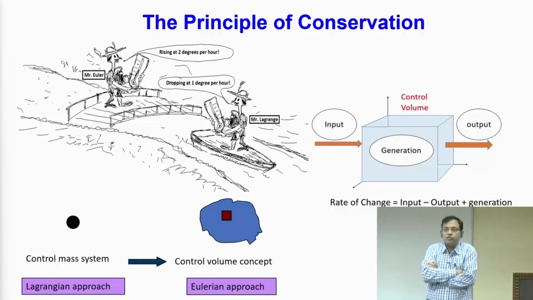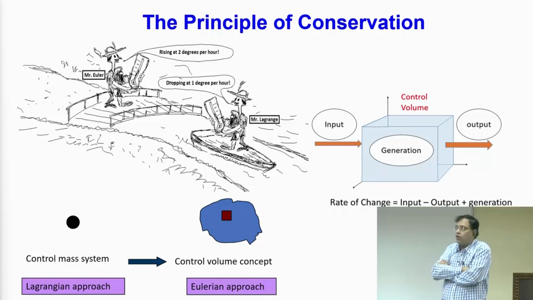So, that person is also trying to measure maybe temperature or velocity, whatever, but standing at a fixed place and focusing the attention maybe just down in the bridge and seeing what change is happening there, and that change is recorded by the thermometer which Mr. Euler is carrying. So, at that location Mr. Euler is recording the change in temperature, whereas Mr. Lagrange is not tracking the change at that location.